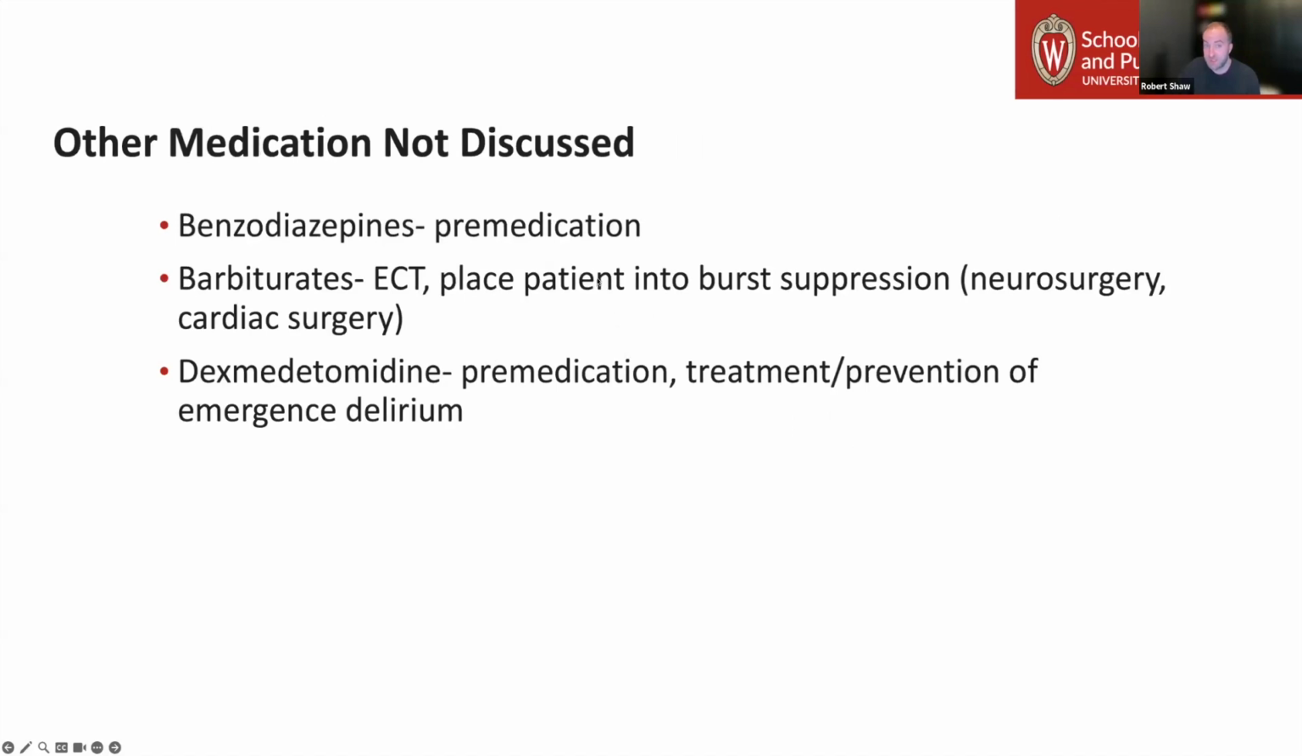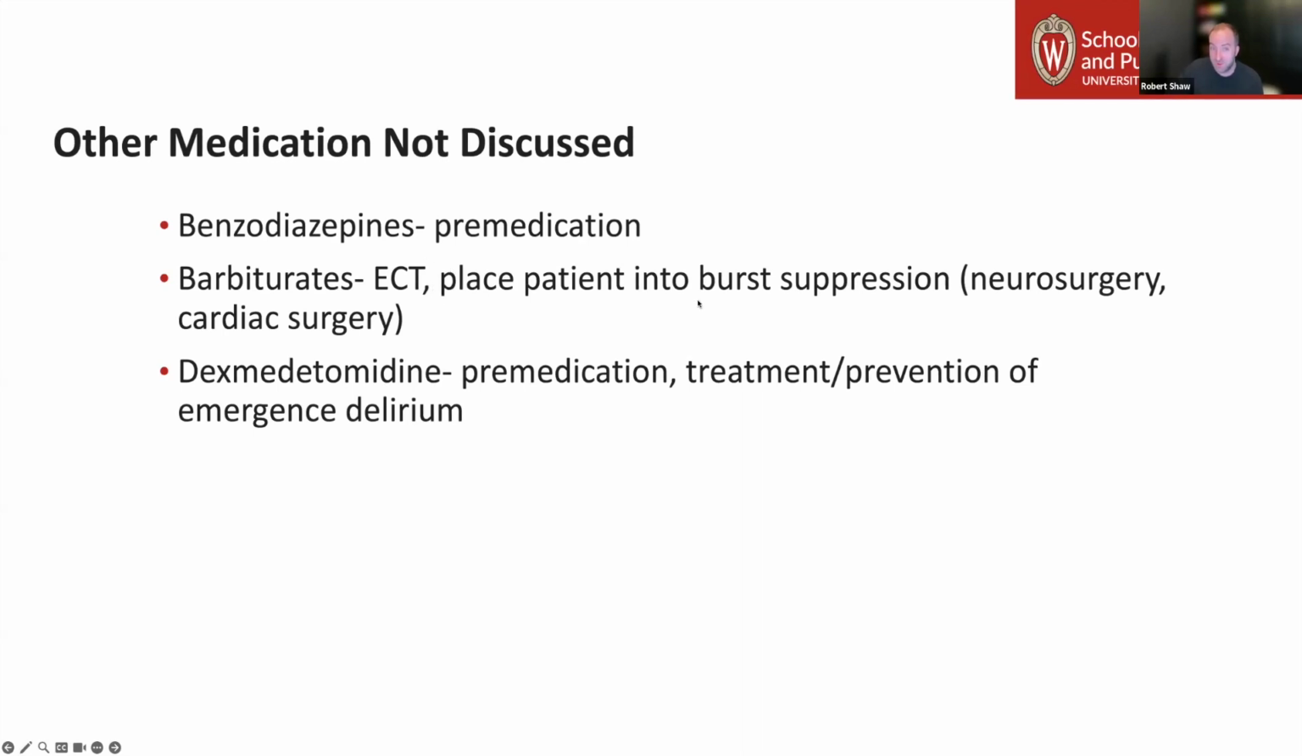So things we're not going to talk about today because we have a lot more to discuss. Benzodiazepines, primarily because they're more of a pre-medication. You can induce general anesthetic with very high dose benzodiazepine, but that is very uncommon these days. Barbiturates, these are more old school medications, but they do still have some clinical relevance. For electroconvulsive therapy, methohexital is a great choice because it doesn't readily affect the seizure threshold.